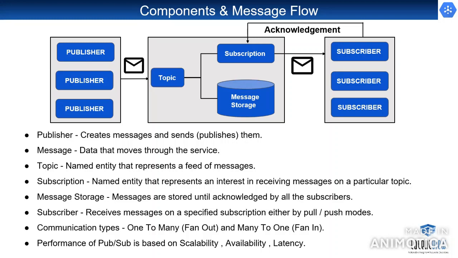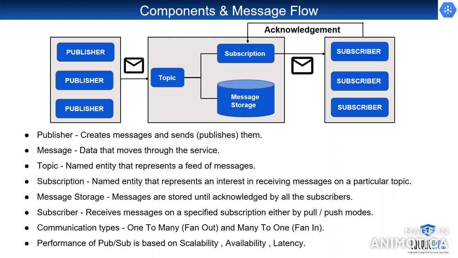So PubSub forwards messages from topic to all the subscriptions individually only. So how do these subscribers receive messages? In order to receive these messages, the subscriber has to create a separate subscription for the particular topic for which he wants messages. So this can be done in two ways, that is by pulling or pushing method.